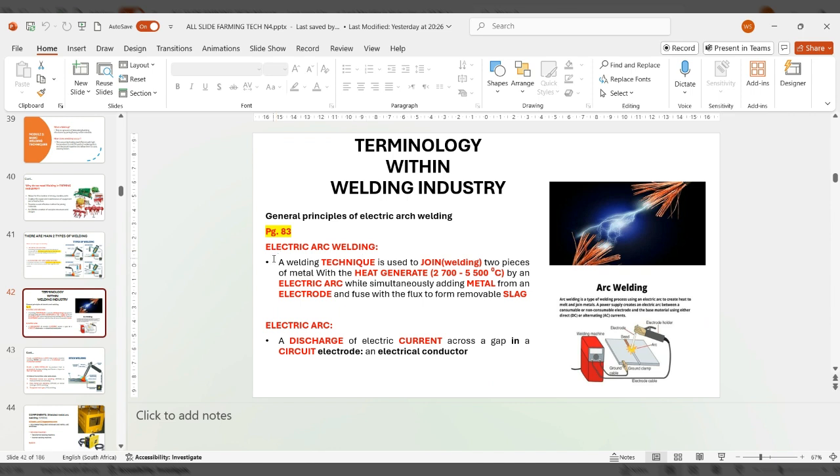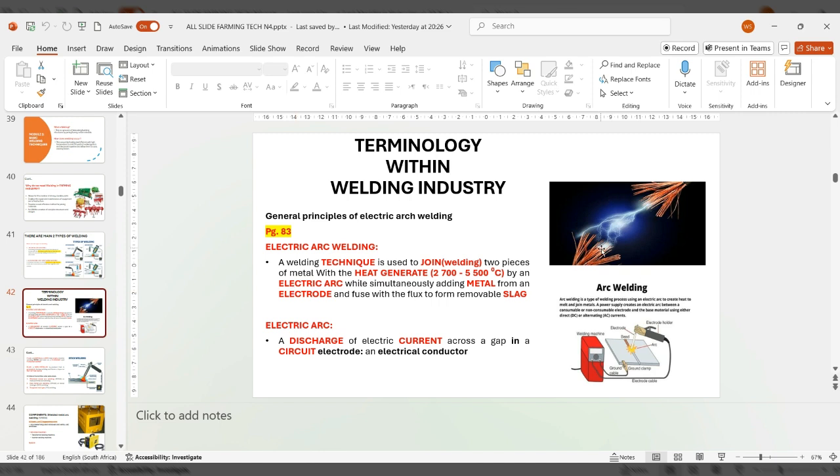This is a welding technique whereby we are joining two metal pieces by heating. This heat is generated by what? By the arc.